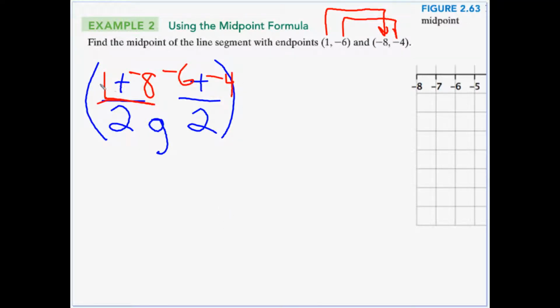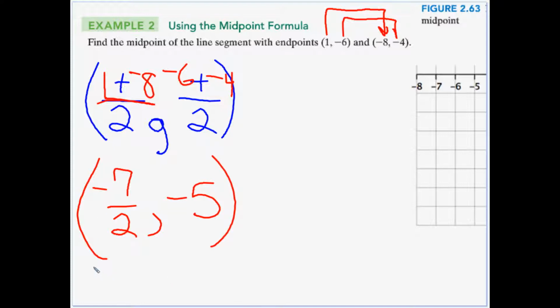So if I add this numerator, 1 minus 8 is negative 7 over 2. Comma, negative 6 plus negative 4 is negative 10. Cut that in half and it's negative 5. If you're not a fan of fractions, you could turn that into a decimal. Negative 3.5, comma, negative 5.